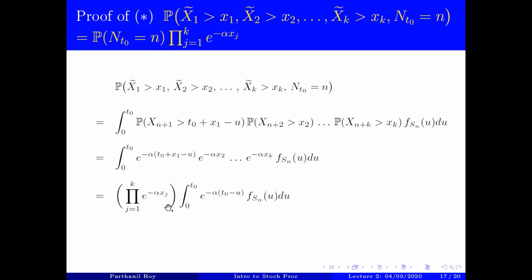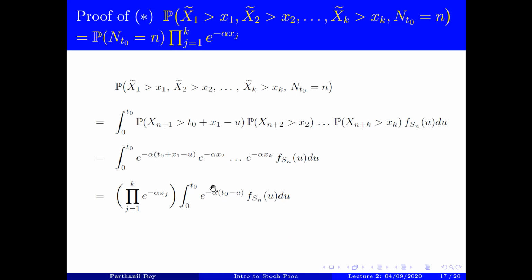So you already see the product of e power minus alpha xj's are coming out. And then the rest is a 0 to t naught integral of e power minus alpha t naught minus u fsnu du. Now what is that? Let's try to recall what that is. Now this, I can write it in many ways, but I'll deliberately write this. This is again e power minus alpha.